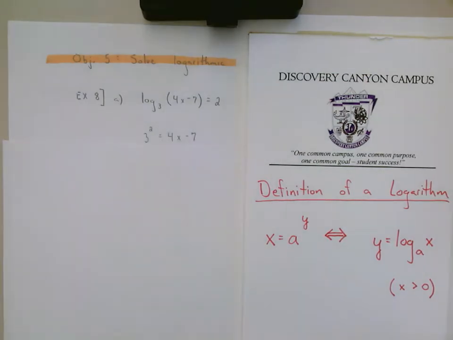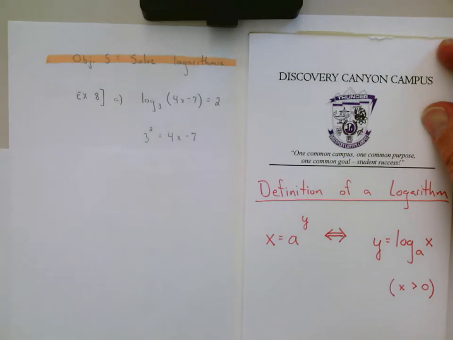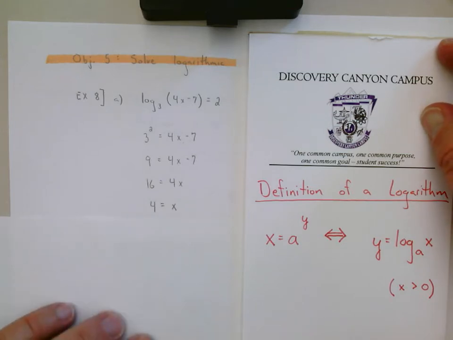So now I have 3 to the second power equals 4x minus 7, and that's an algebra 1 problem we can solve very quickly. Squaring 3 gives us 9. Adding 7 to both sides of the equation gives us 16 equals 4x, and dividing both sides of the equation by 4 gives us x equals 4.